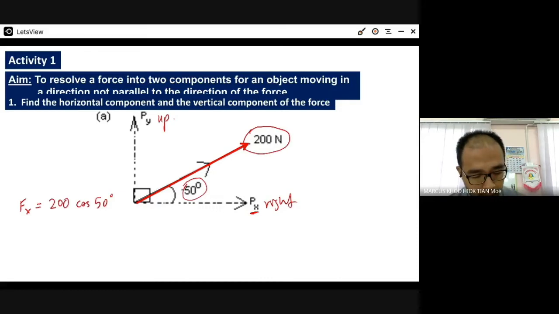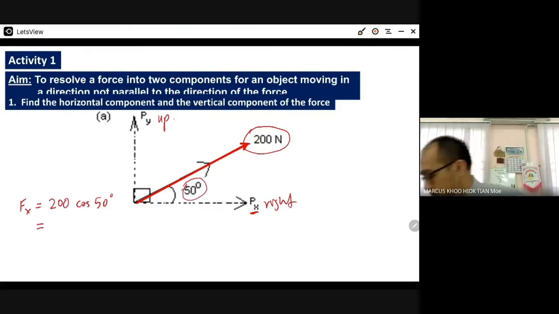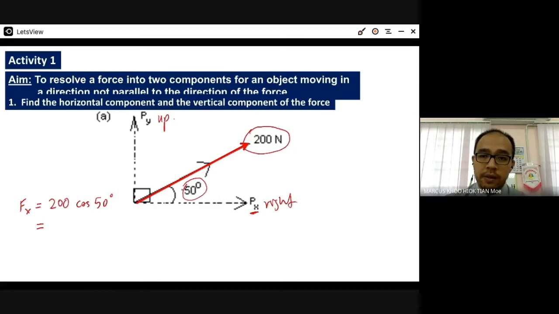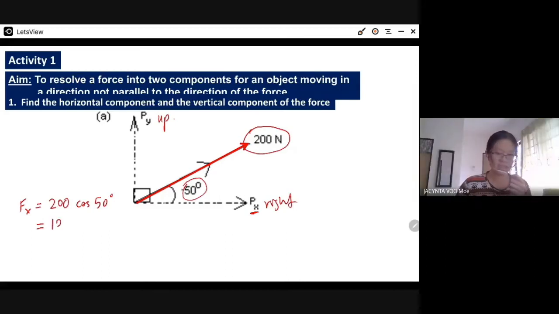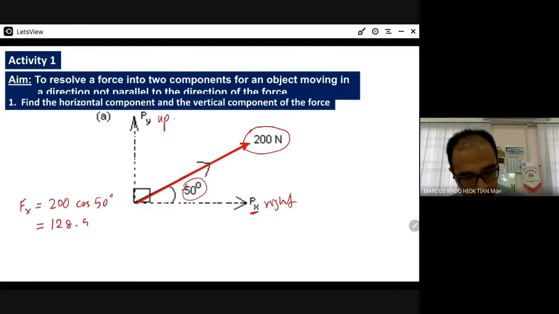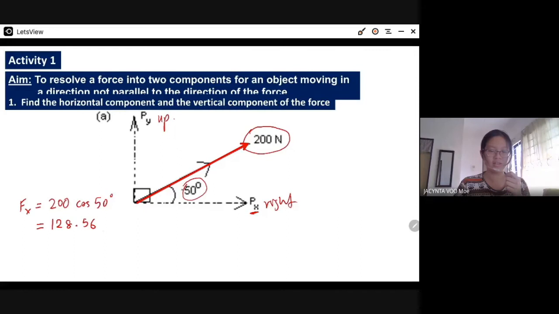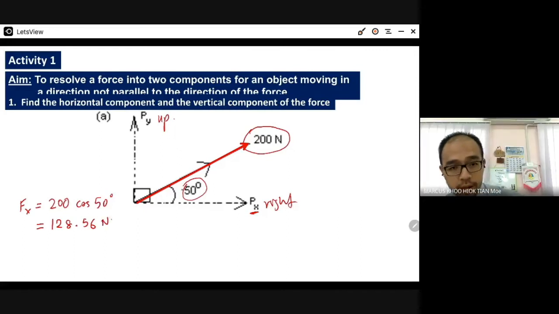Can you give me the value of this, Jacinta? Do you have your calculator with you? How much is 200 cos 50? 128.56. Okay, 128.56 unit, Newton. Very good. Let's go on to try Fy. Now we find the vertical component.